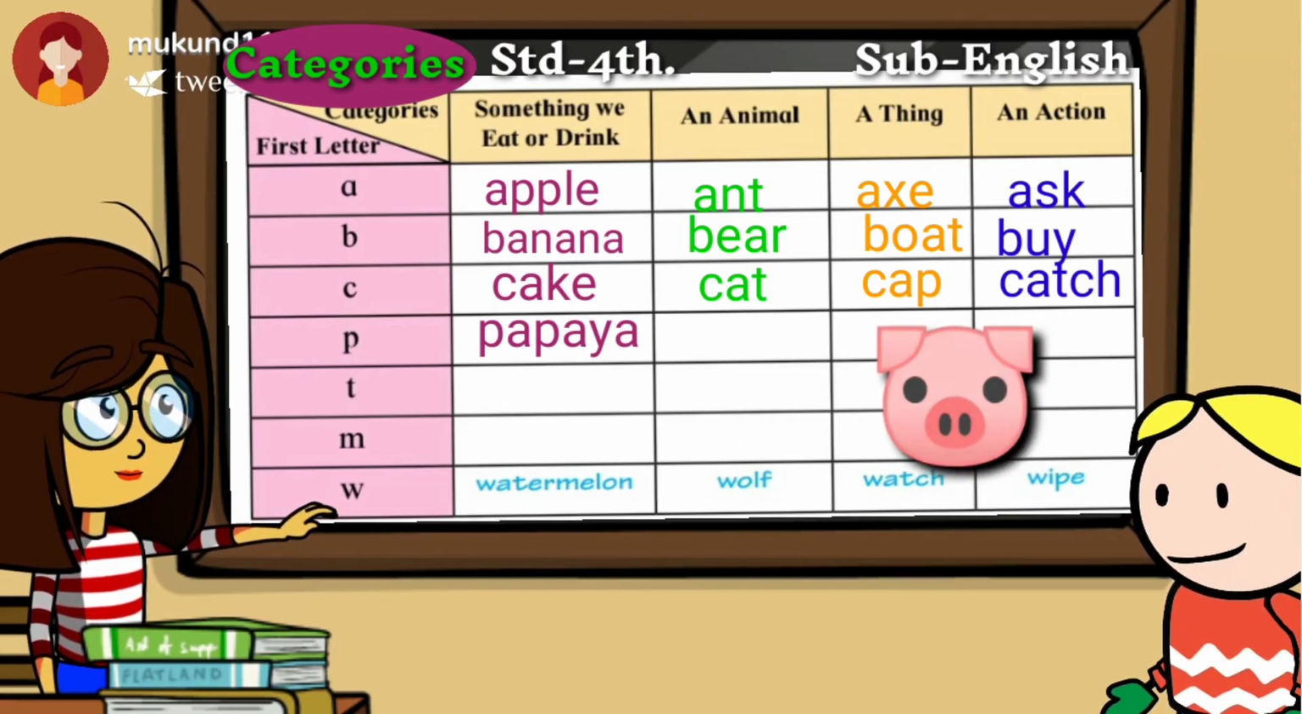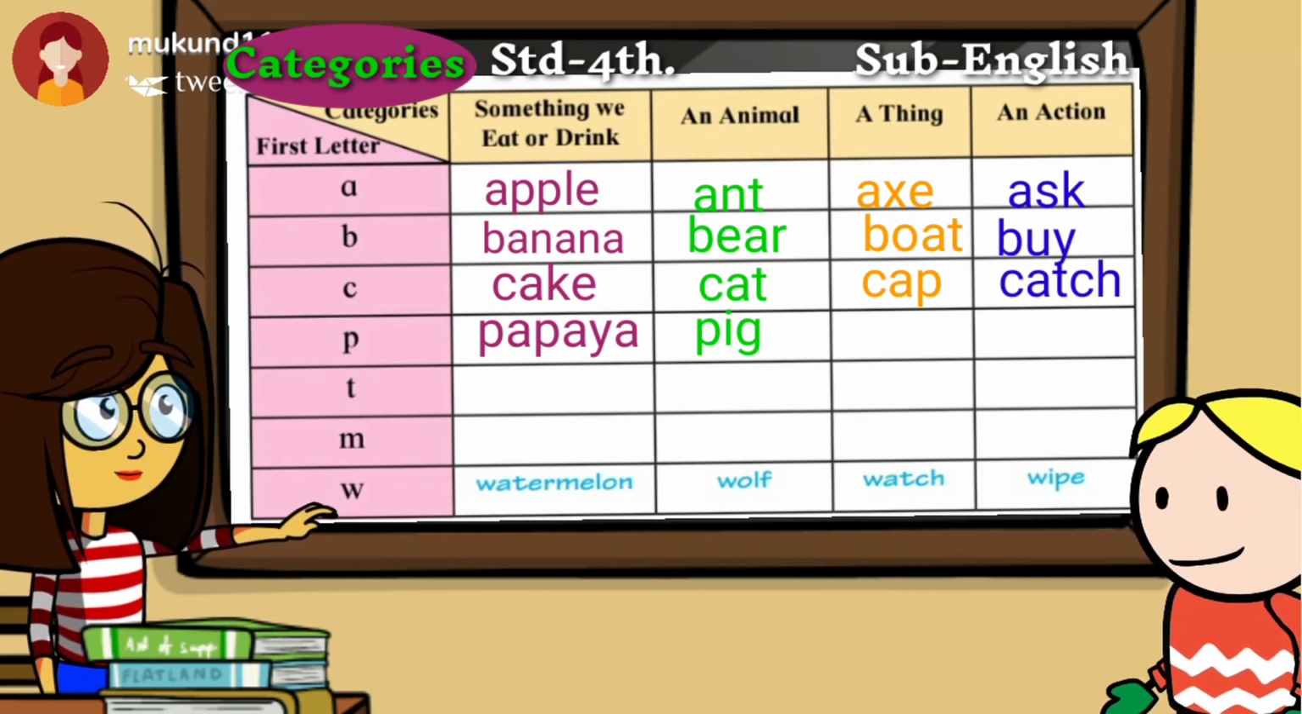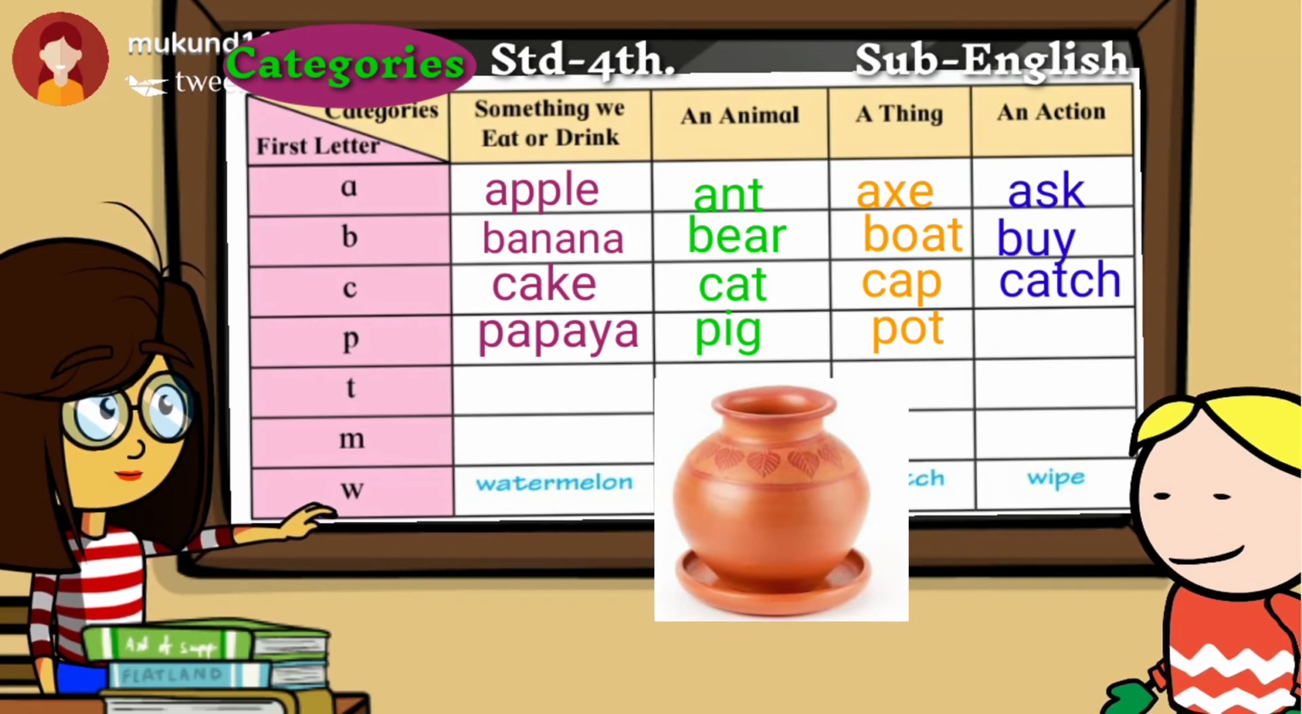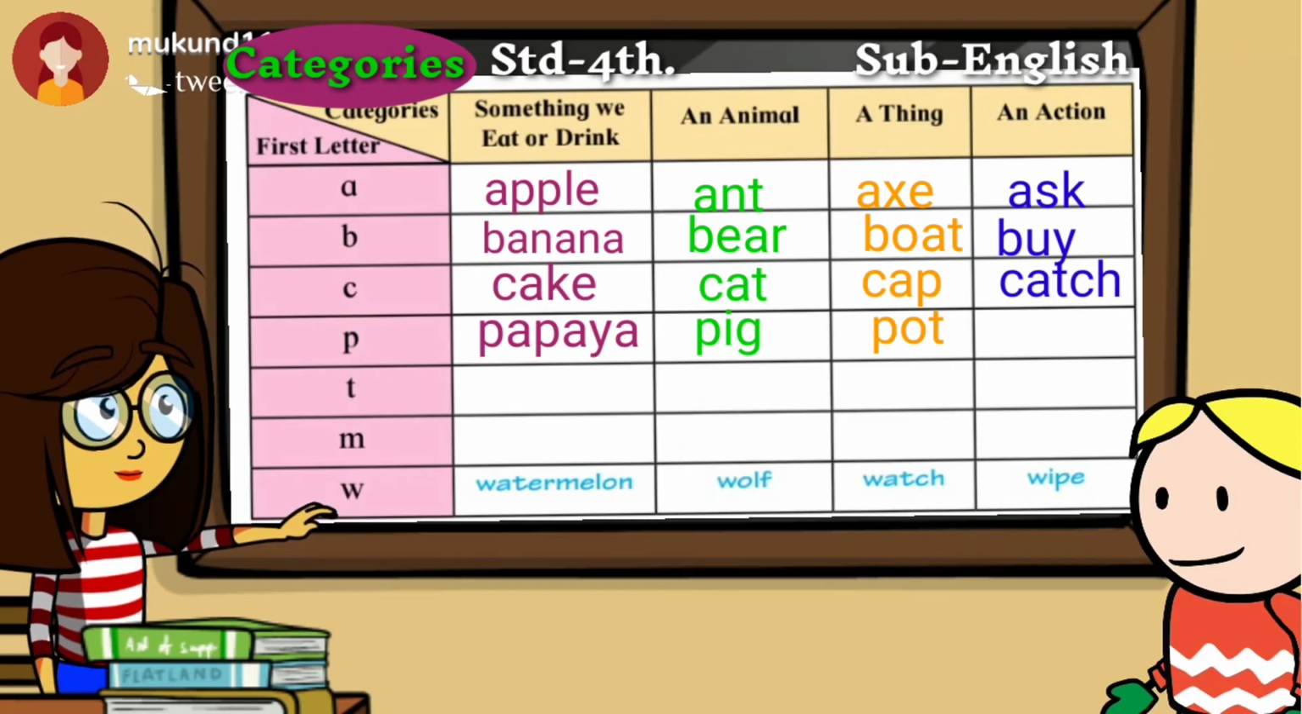Pig. P-I-G. Pig and animal. Which words begins with P? Now you tell me a thing. Pot. P-O-T. Pot begins with P. An action. My favorite. Play. P-L-A-Y. Play is the word and action which begins with P. Very good, Aryan. Go to your seat.